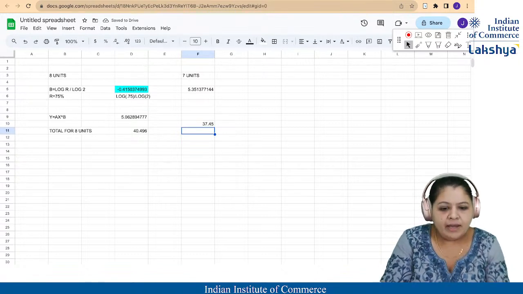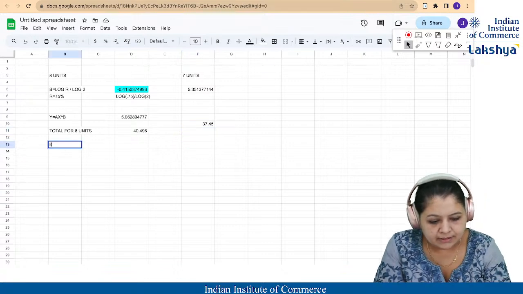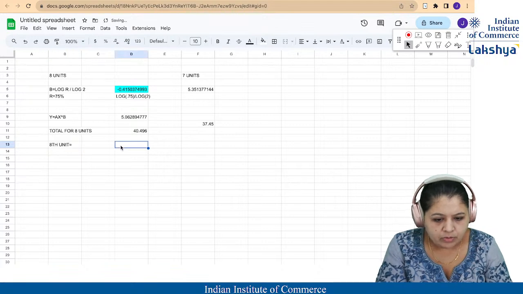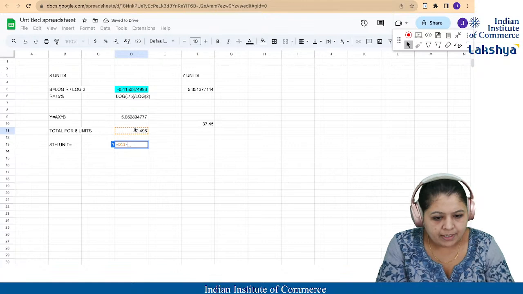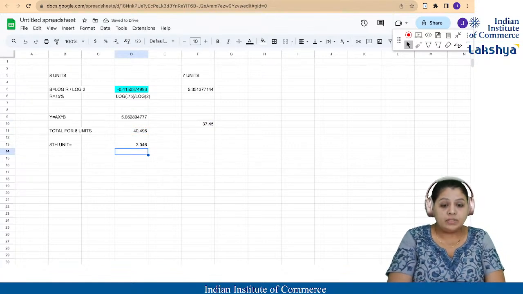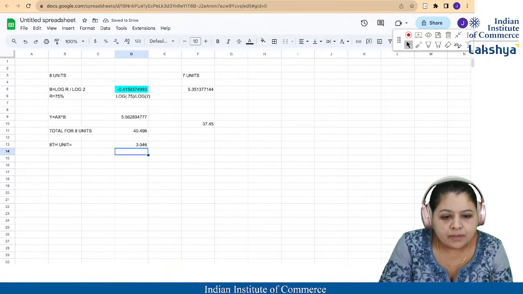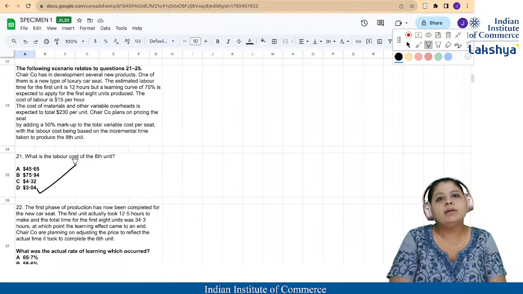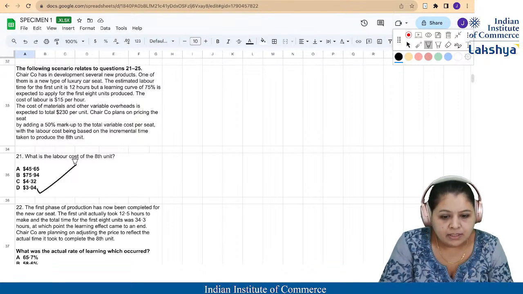37.45. Now I want to find out for the 8th unit, right? So which is equal to your 8 units minus your 7 units, which comes to 3.046, right? Let's see if we have that answer. We have D, which is 3.04. So that happens to be our correct answer.